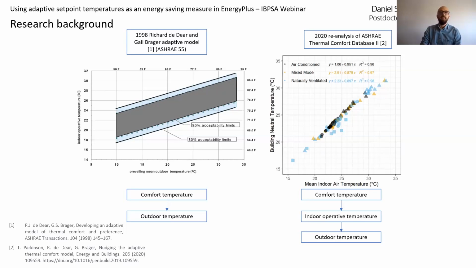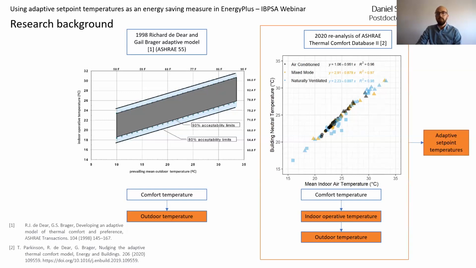Therefore, what the 1998 research thought to be an adaptation to the outdoor environment was actually a correlation with the indoor climate, which in turn was connected to the outdoor climate. This leads to think it is possible to achieve thermal comfort by using set point temperatures based on adaptive comfort models, or shorter, adaptive set point temperatures.